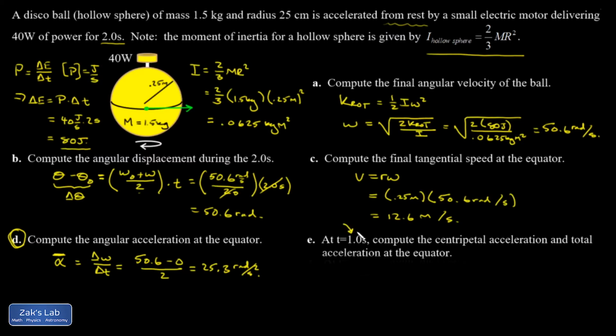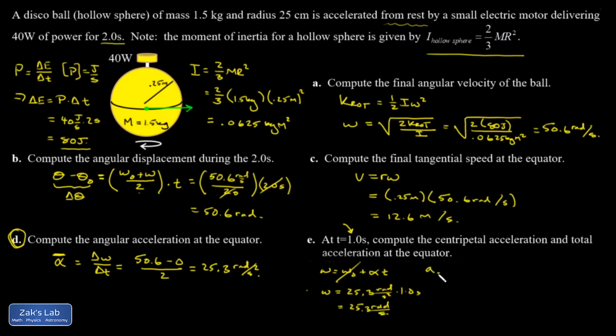And finally, in part E, I want to know at t equals 1 second, so halfway through the process, what's the centripetal acceleration and the total acceleration at the equator? So at t equals 1.0 seconds, I need to find out how fast this thing is rotating, with an angular velocity. Omega equals omega naught plus alpha t. It was initially at rest, so my angular velocity omega is going to be 25.3 radians per second squared times 1.0 seconds, and that gives me 25.3 radians per second.